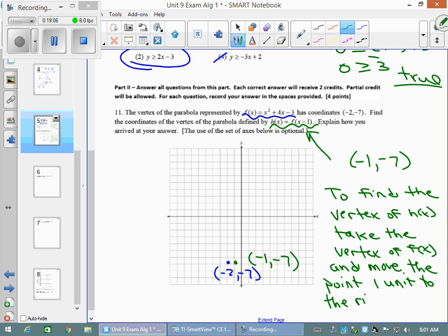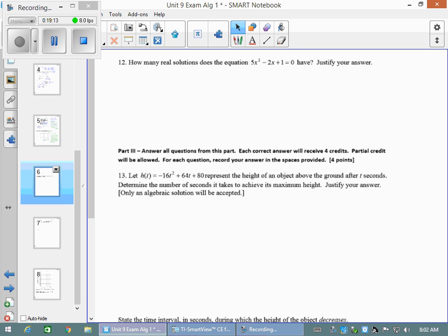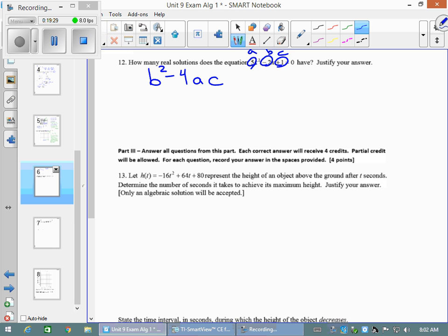Taking a look at question 12, you're asked how many real solutions a quadratic equation has. You want to use the discriminant to figure that out, which is b squared minus 4ac. So my a value is 5, my b value is -2, and my c value is 1. When I plug into this expression, I get 4 minus 20, which is -16. If your discriminant is negative, that means you have 0 real roots.